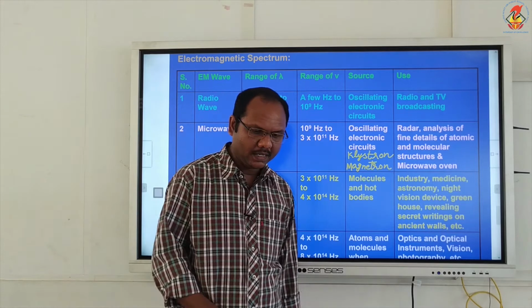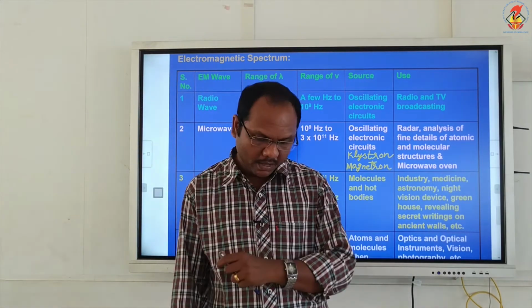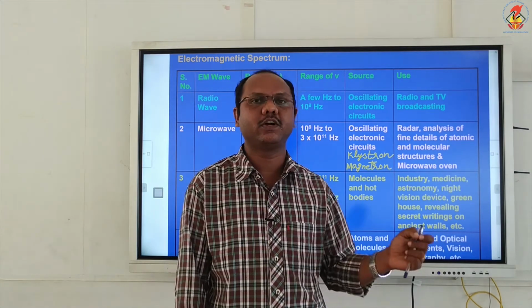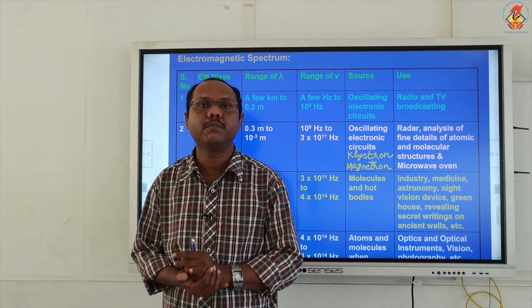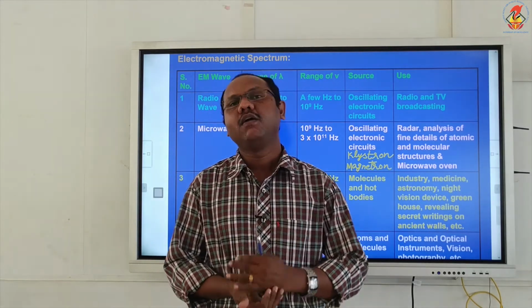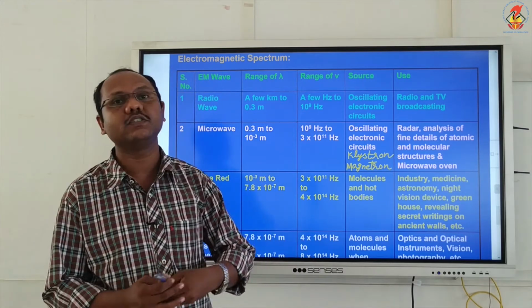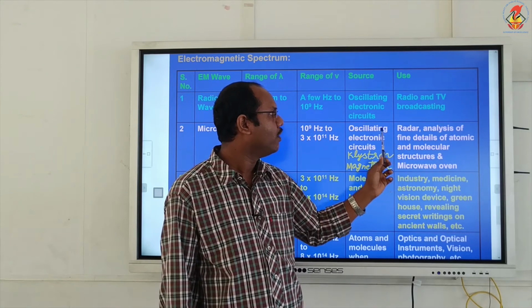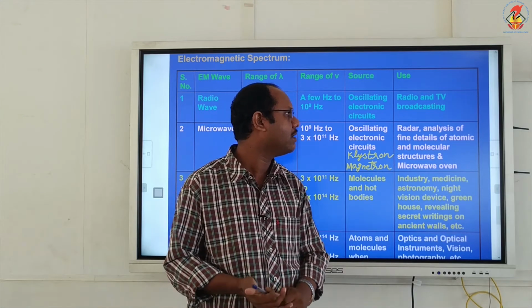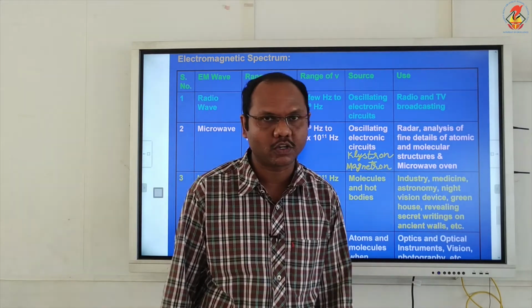How can it be detected? Microwaves can be detected by using point contact diodes. Just write that down. What are the uses of microwave? Microwave is used in radar, and I already told you microwave is used in microwave ovens, and then it is used in the analysis of fine details of atomic and molecular structure. So to study atomic and molecular structure, we use microwaves.